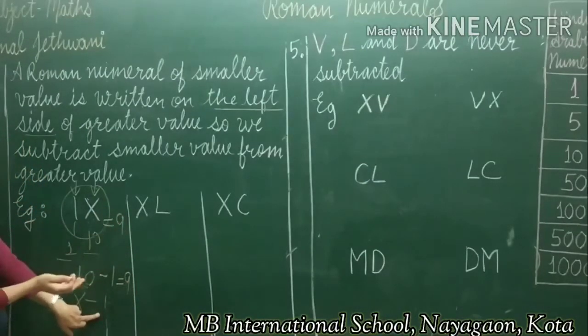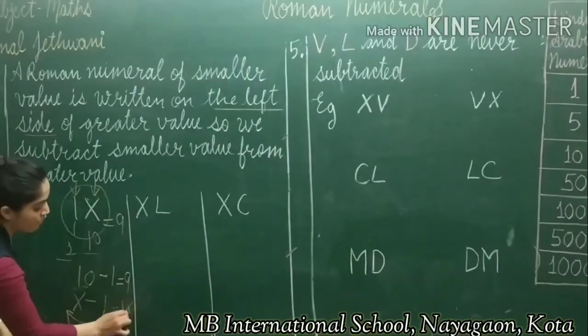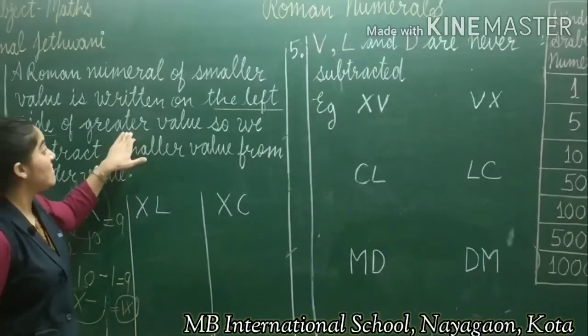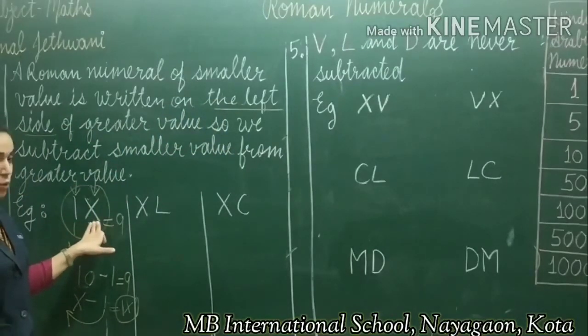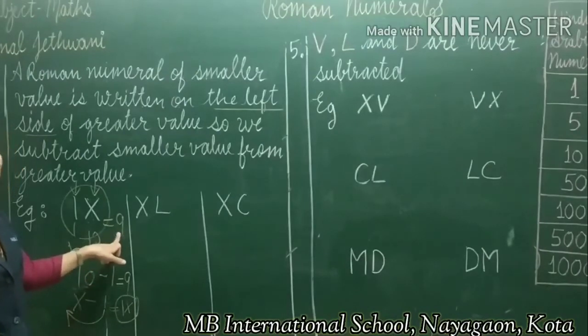Like this, to make the value we will shift it to the left side so it will become the same place as a Roman numeral. So when we see the smaller value on the left side of the greater value, we subtract the smaller value from the greater value to find out the answer.